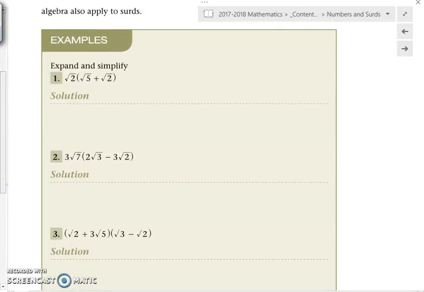Expand and simplify. What are we going to do? Yes, that times that and? Okay, root 2 times that. So root 2 times, well, I can put it under the one root, remember? So I got root 2 times 5 plus root 2 times 2. Now, you should be able to do these reasonably quickly.